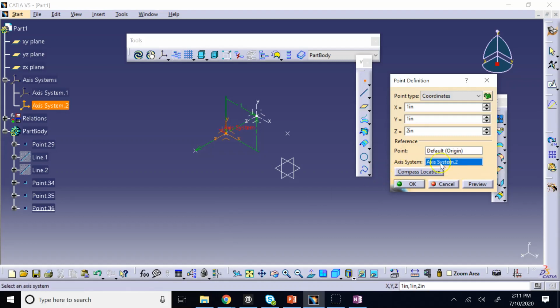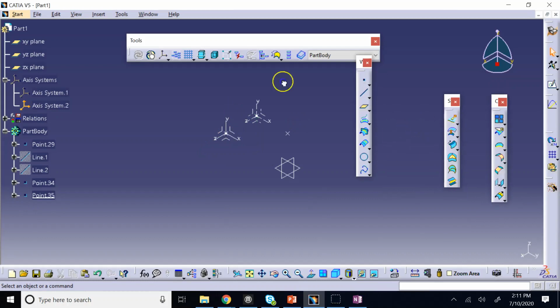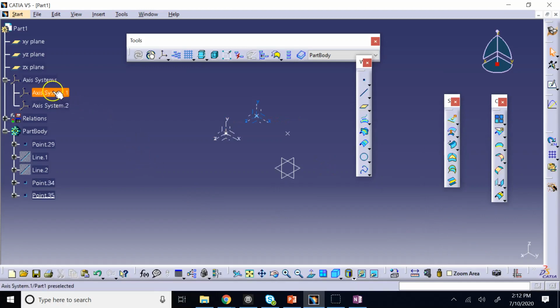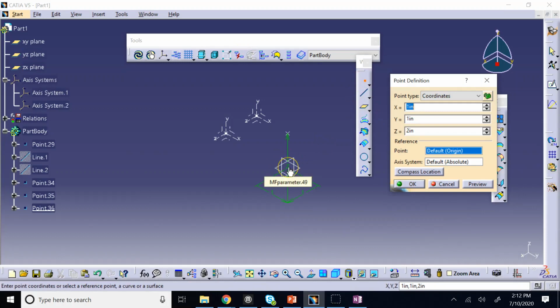Or you can use your default coordinate here. How would you change your default? If you see under axis system, one of them is orange. The rest of them will be black. The orange is the active. If you double click on it, you see it says this is my current or active coordinate. Everything will be measured with respect to this guy. If I turn it off, right, now since none of these is current, when I define a new point, look, it is going to be back with respect to the absolute system.